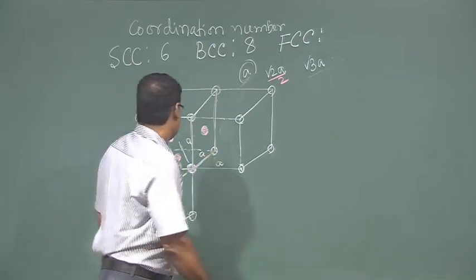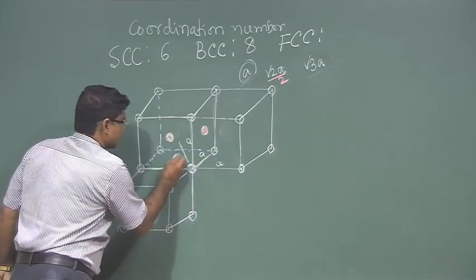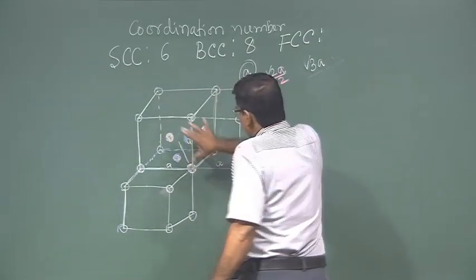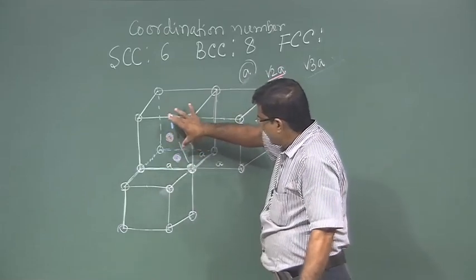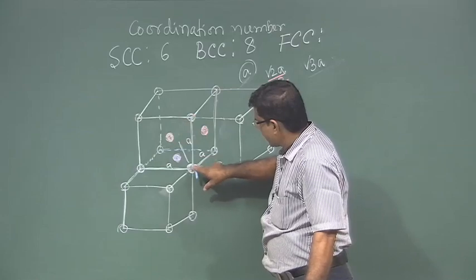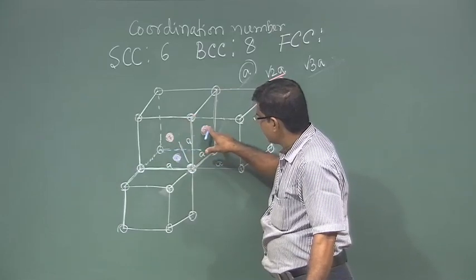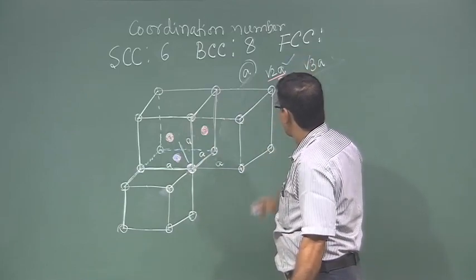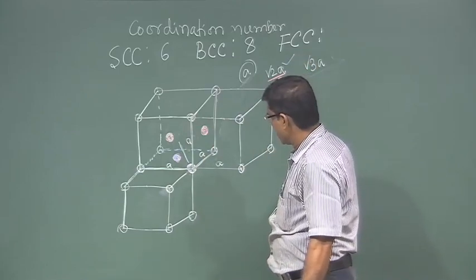Okay, attached with this point. Okay. So from this unit cell, there are 3 nearest neighbors having the equidistance of this one, root 2a by 2, right.